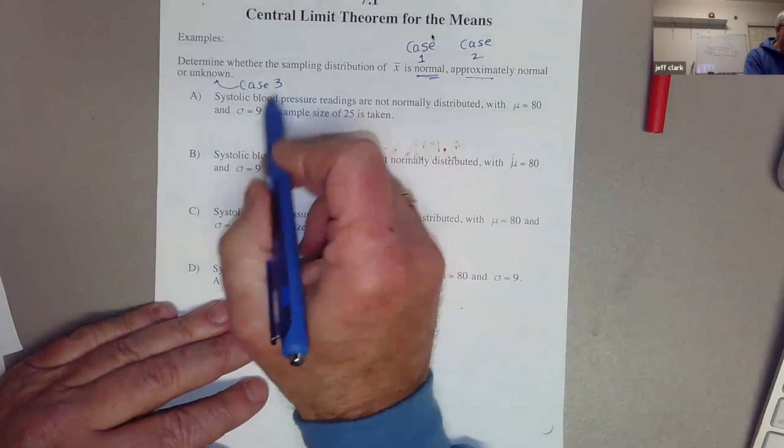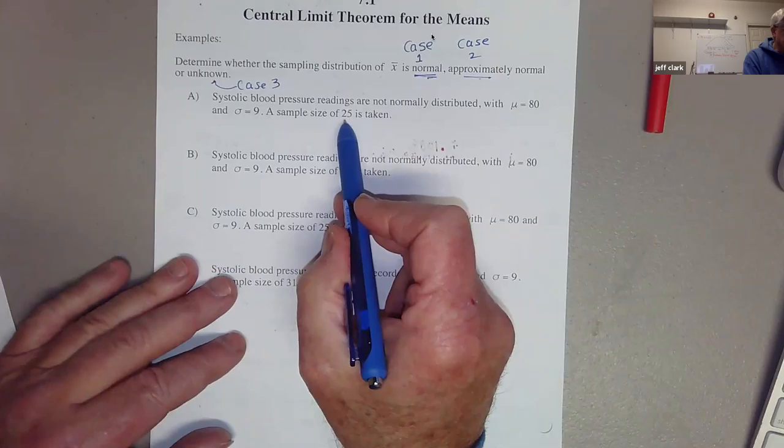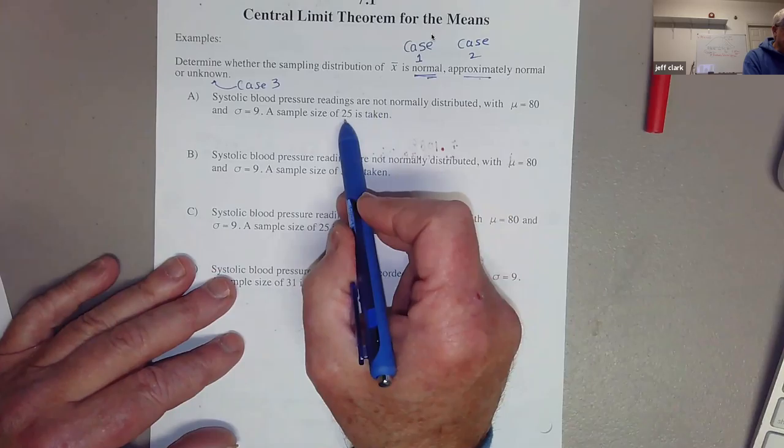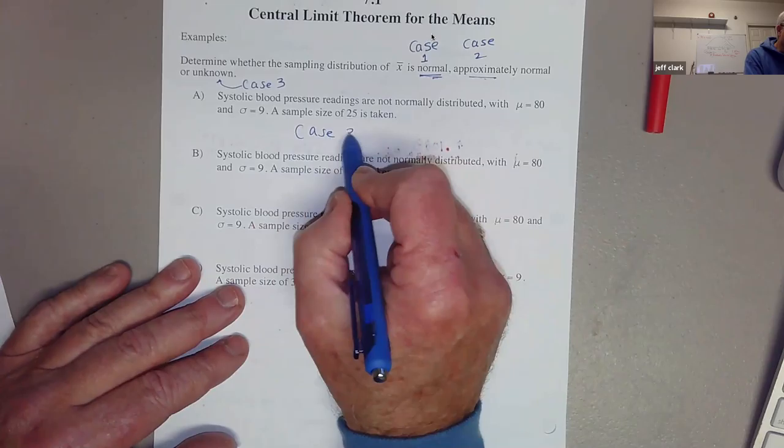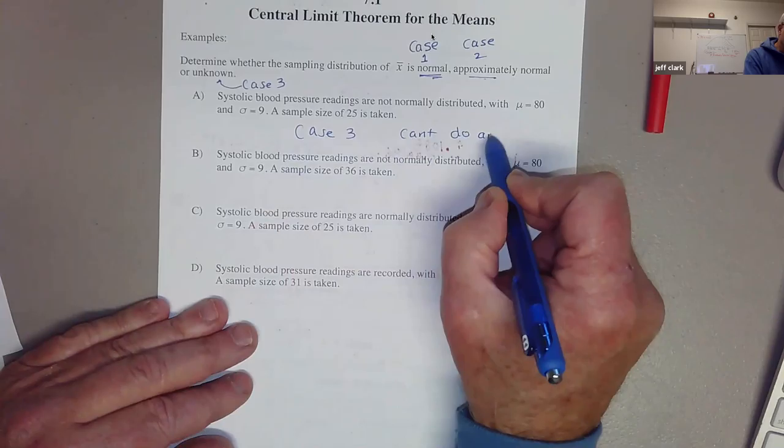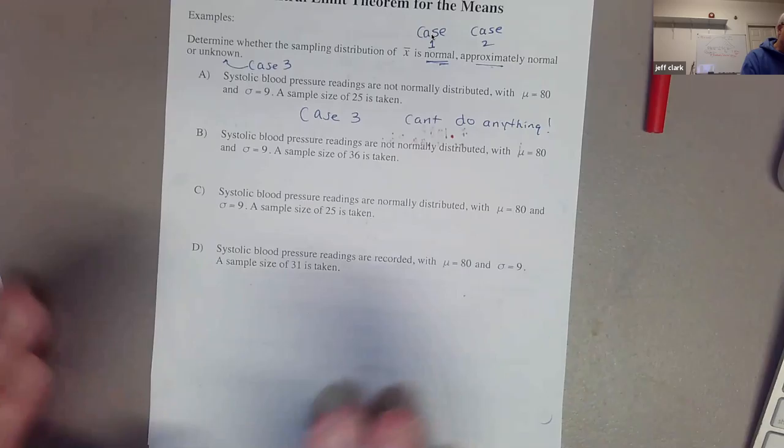I'm just looking for key things like sample size. Uh-oh, so far sample size is too small. I'm looking for normal. It doesn't say normal. Oh, sample size is too small and it's not normal. It doesn't matter about anything else. It's case three. You can't do anything. It's unknown. Case three. Can't do anything. So all I'm doing is looking for sample size and the word normal.